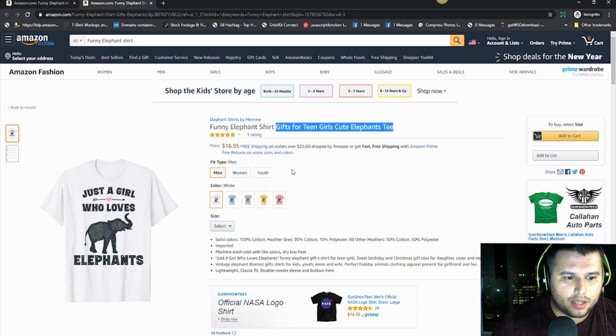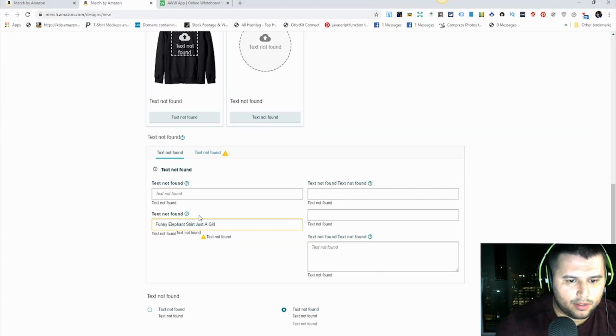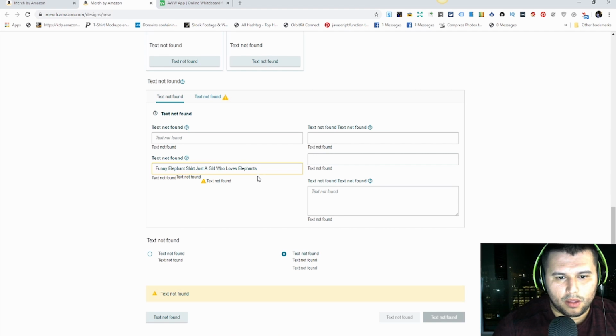So I want you to understand, just a girl who loves elephants, if it fits in the title, right? Gift. I like to put gift at the end. But if this long tail keyword fits right here, this is something that I would do, because the goal is, this is one long tail keyword, right? And this is another long tail keyword.